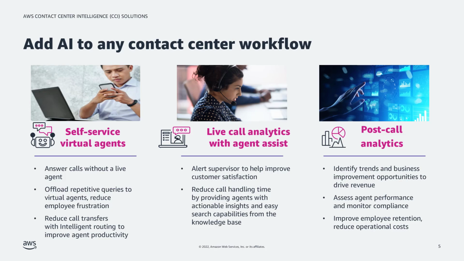Similarly, with the live call analytics and Agent Assist, we are able to alert supervisors when the calls are not going well. If, let's say, the sentiment of the customer is trending negative, we can alert a supervisor in real time and have the supervisor jump into the call to assist the agents. Similarly, we can provide live agent assistance when the call is in progress, help agents to find the right information to answer customers' questions, again, by using AI services.